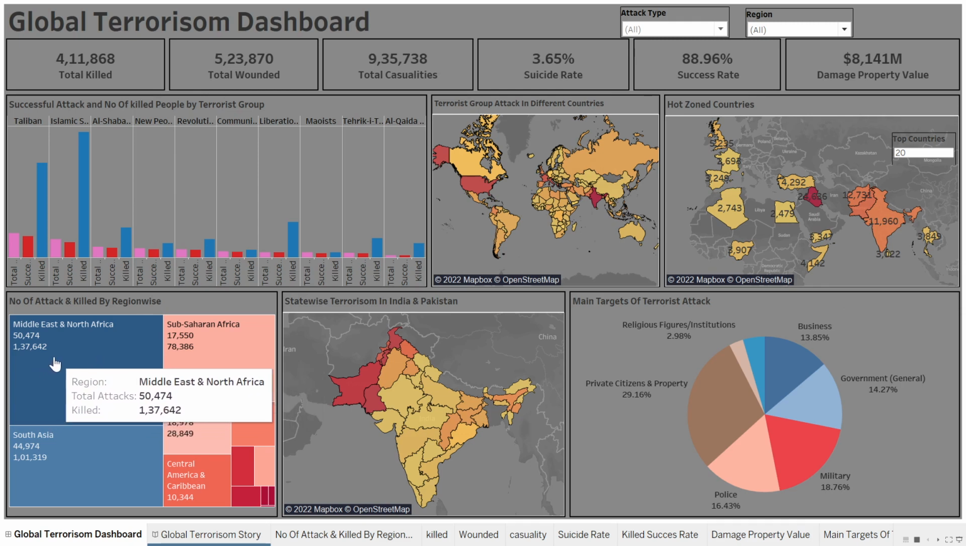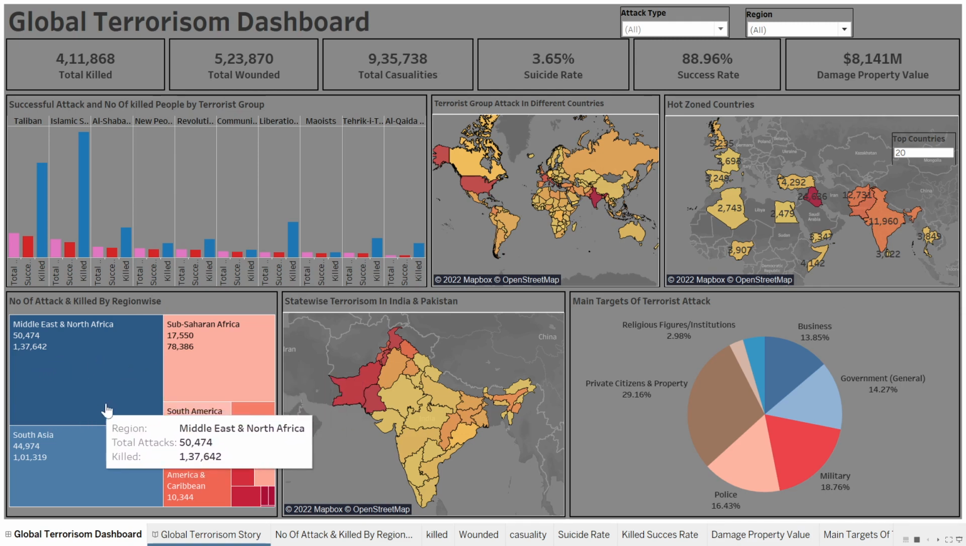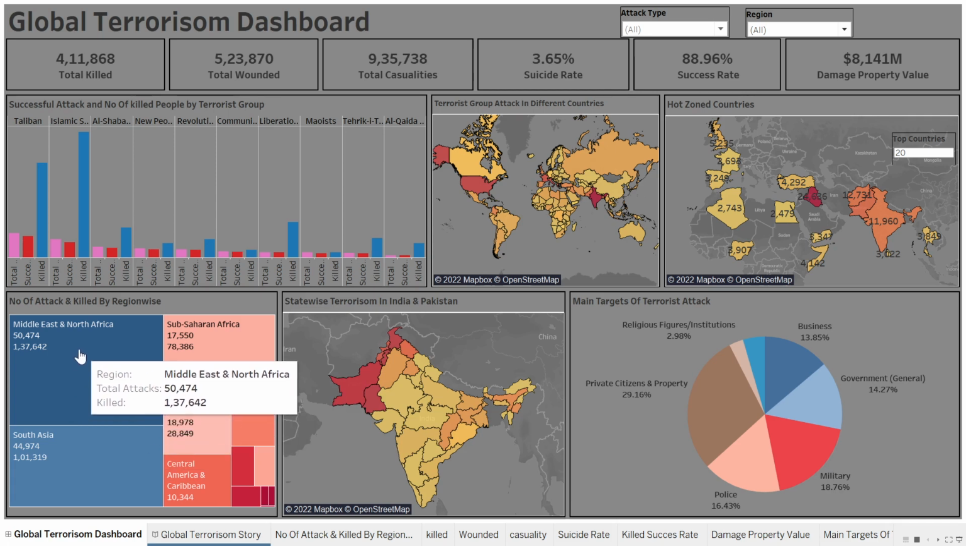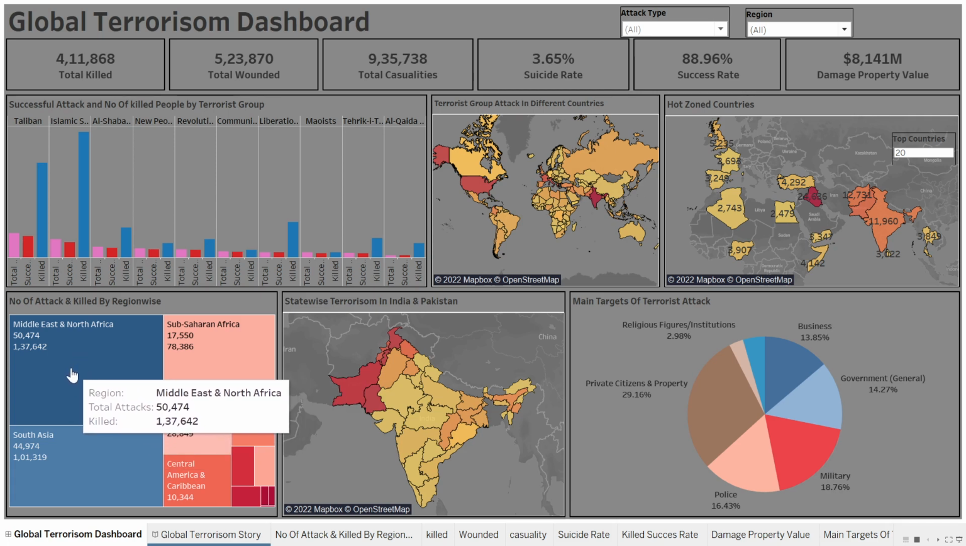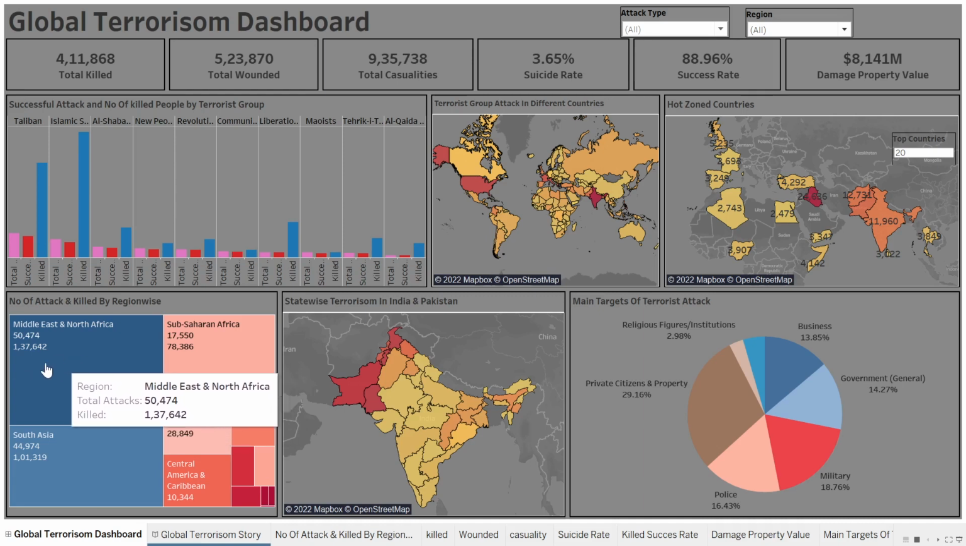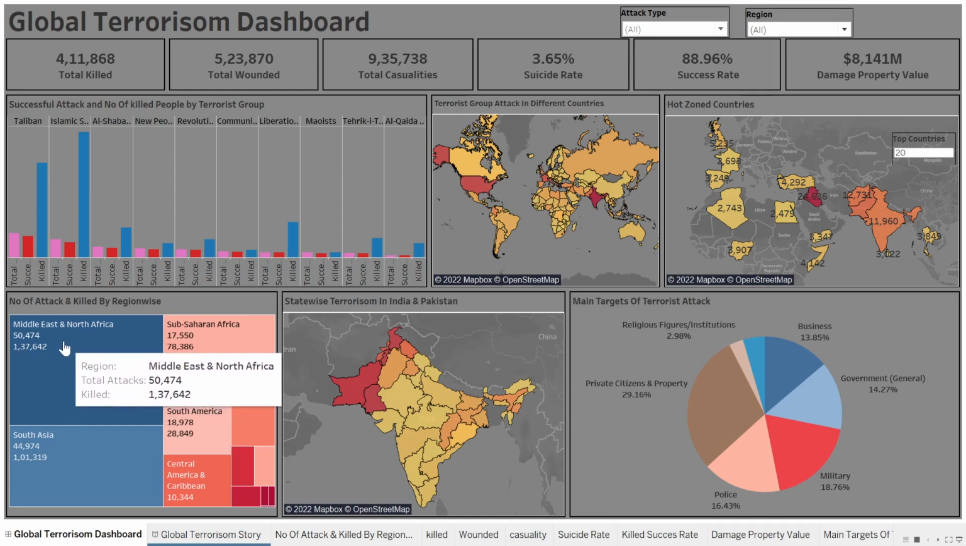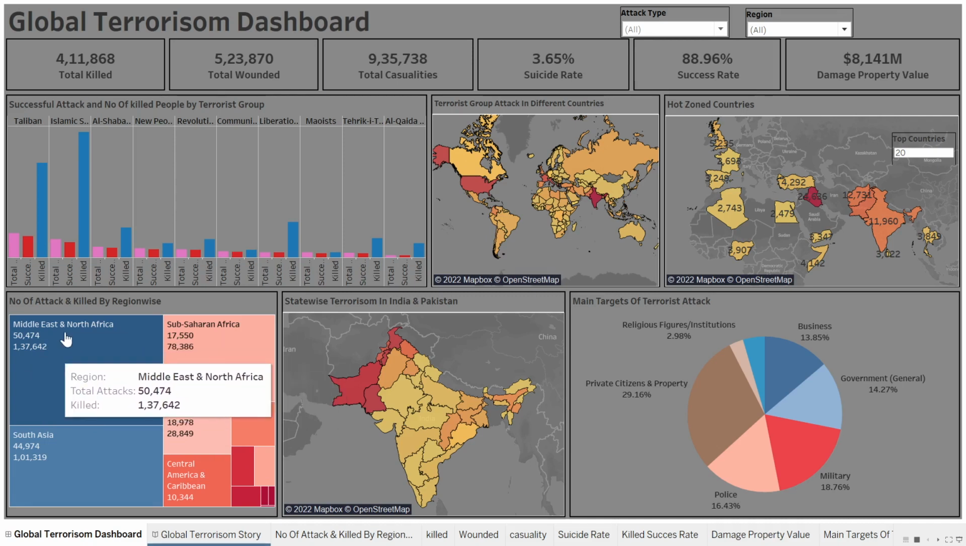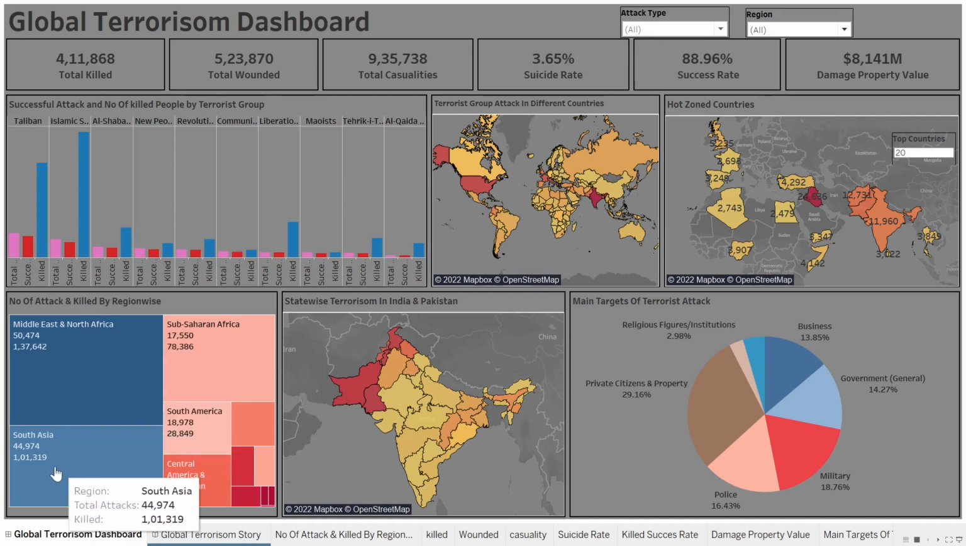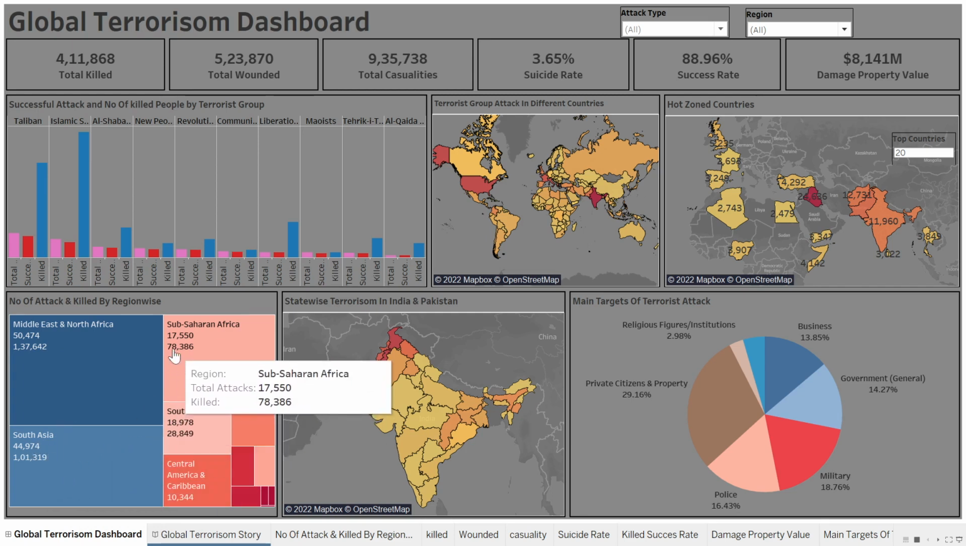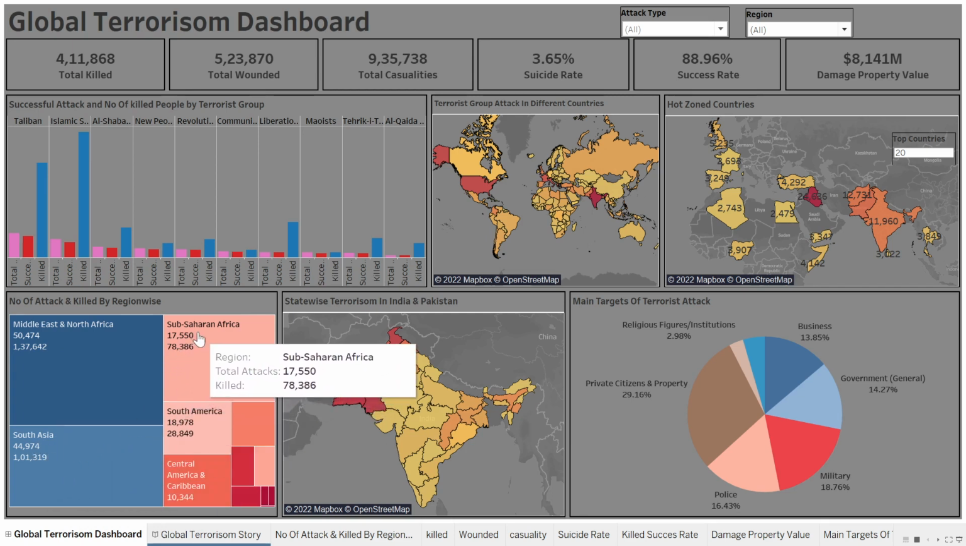And this is the fourth graph. It's called a tree map graph. The size of each square shows the number of attacks and people killed, region-wise. The bigger the square, the bigger the value, and also the darker the blue color, the bigger the value. We can see that the Middle East and North Africa are the most affected region, second place is South Asia, and after that Sub-Saharan Africa.